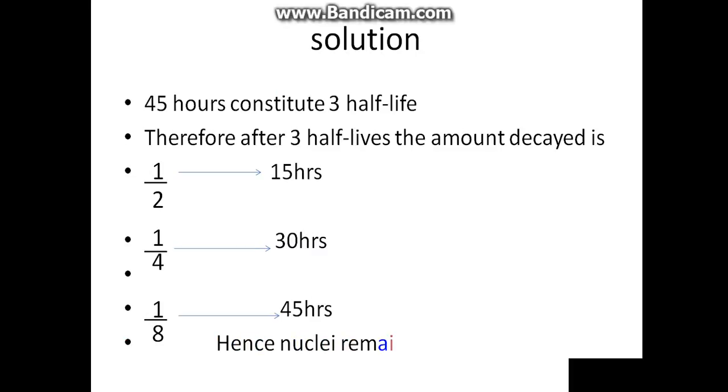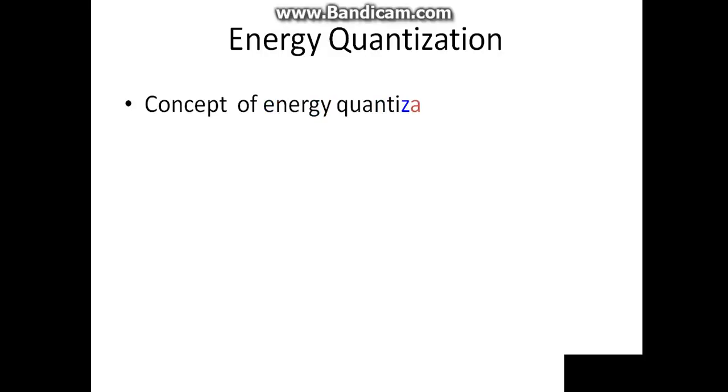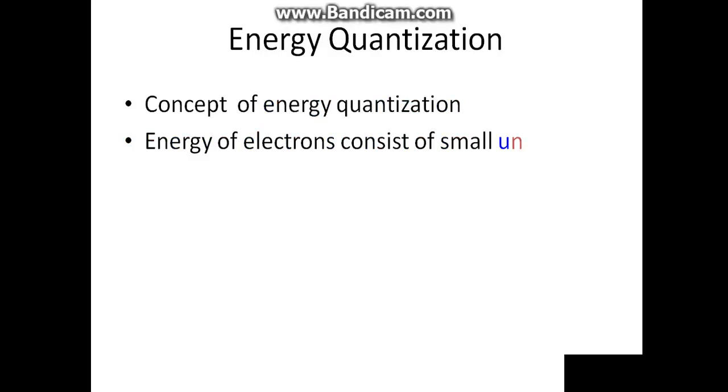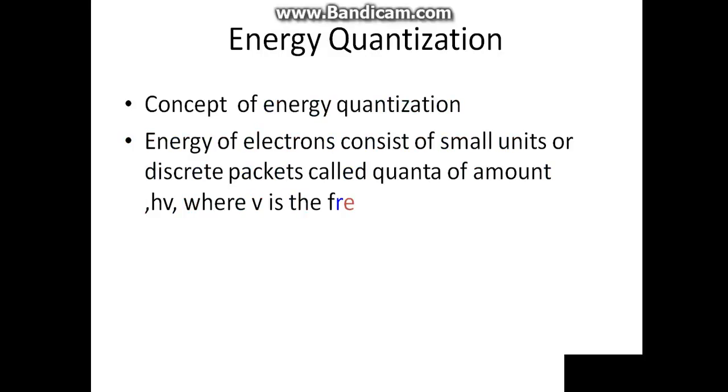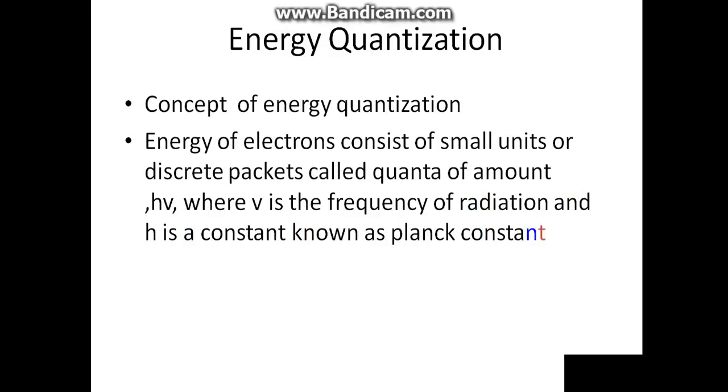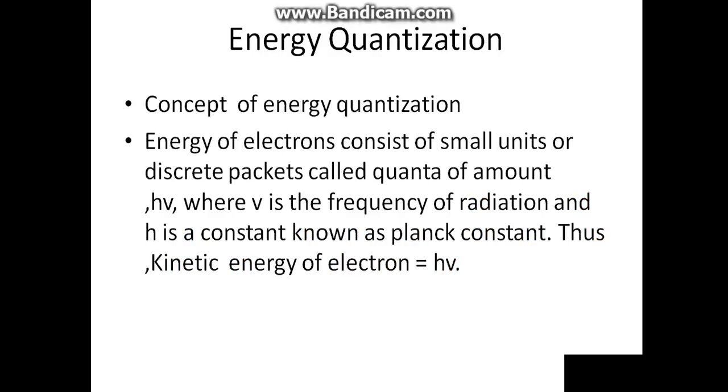Energy quantization. Concept of energy quantization. The energy of an electron consists of small units or discrete packets called quanta, of amount hv, where v is the frequency of radiation and h is a constant known as the Planck constant. Thus, the energy of the electron is equal to hv.